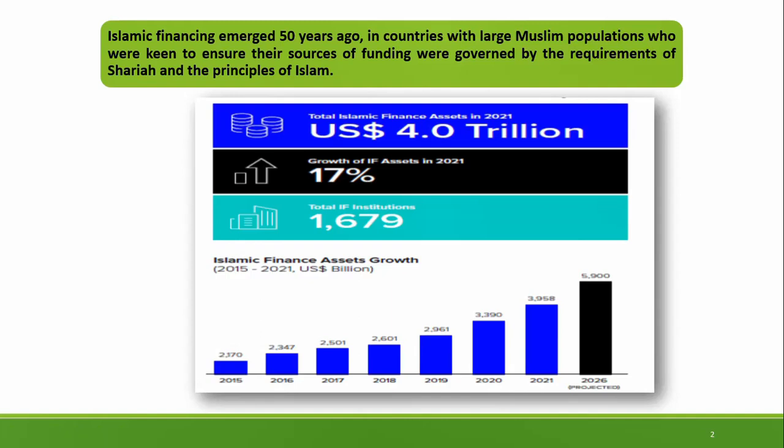You can see in these 6 years, the Islamic finance assets have doubled, and it is expected that these assets will reach 5,900 billion US dollars in 2026. So these figures will give you an idea of how big an industry Islamic finance has become.